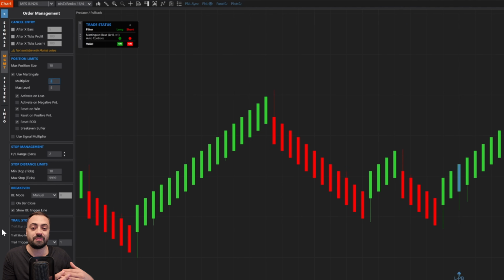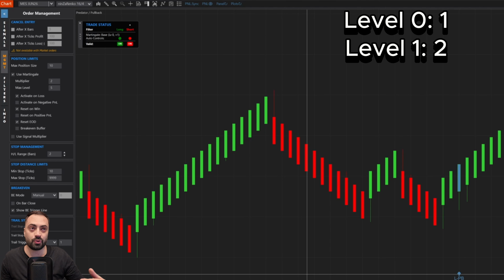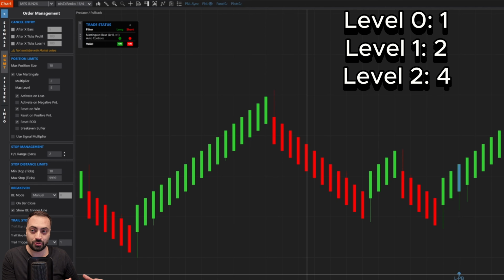If you get stopped out, you move on to level 1. Level 1 has a multiplier of 2. So again, level 0, position size of 1. Level 1 is going to double, that's a position size of 2. Level 2 is going to double again, that's a position size of 4.